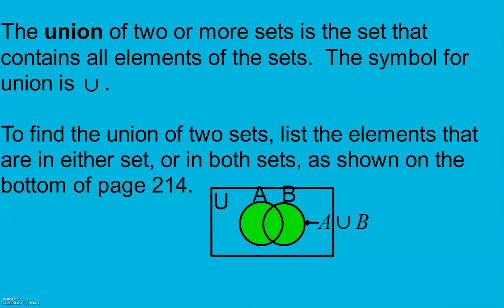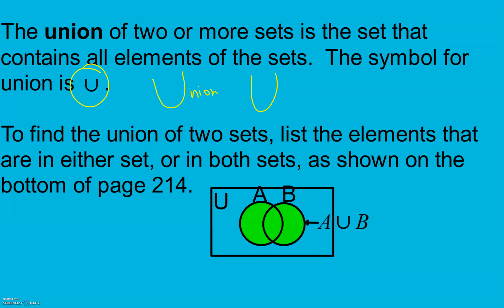The symbol for union is this guy right here. It's kind of like a big U for union. To find the union of two sets, list the elements that are in either set or in both sets, as shown at the bottom of page 214. And I have a diagram of it here as well.